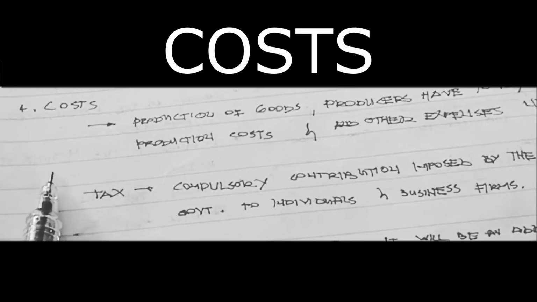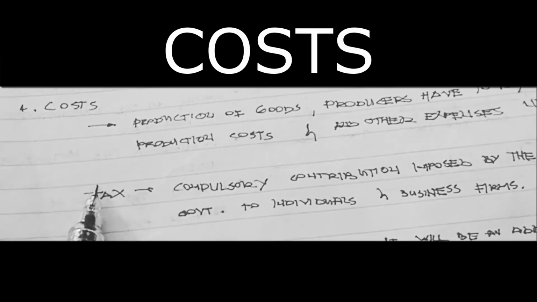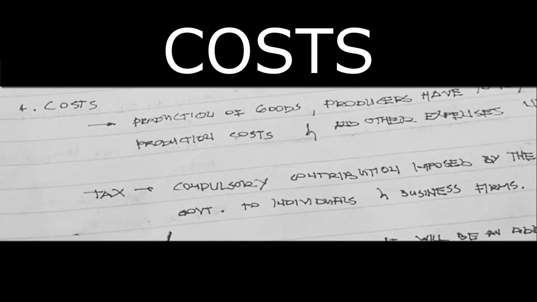So that is emphasized as the cost of production. Producers take into consideration the cost of producing the goods and services they would like to supply in the market. In the production of goods, producers have to pay the production cost and other expenses like tax. Tax is a compulsory contribution imposed by the government to individuals and business firms. When the tax rate increases, it will be an additional cost for the businessmen.